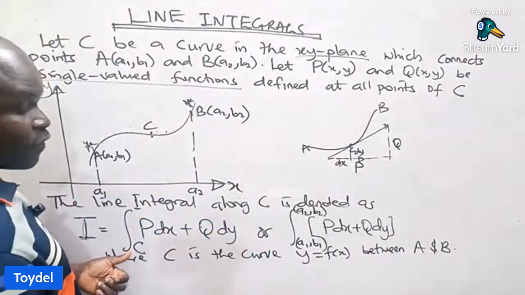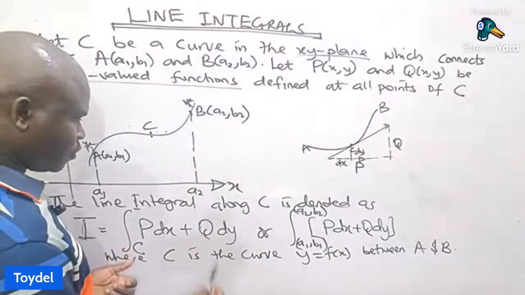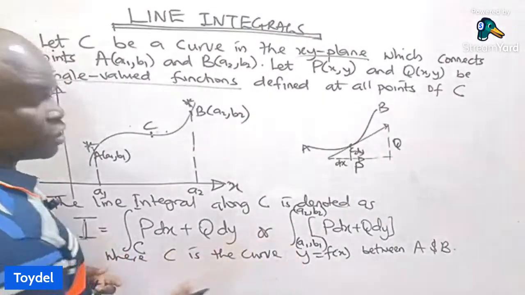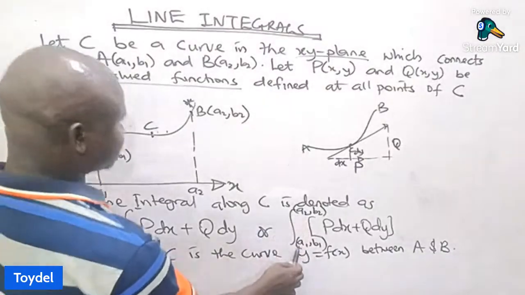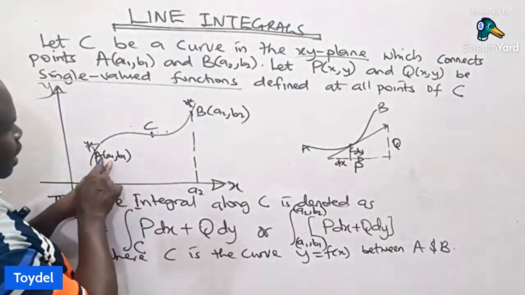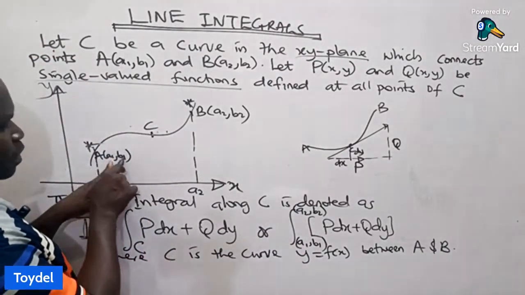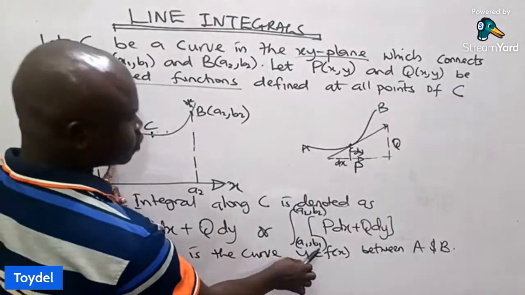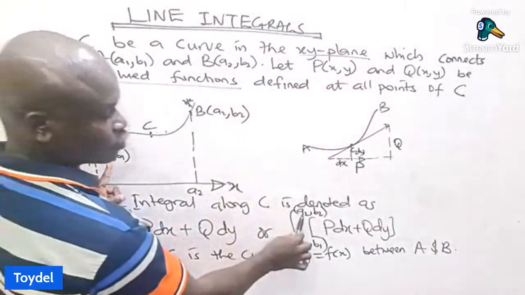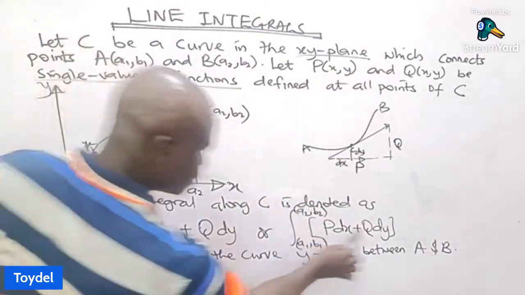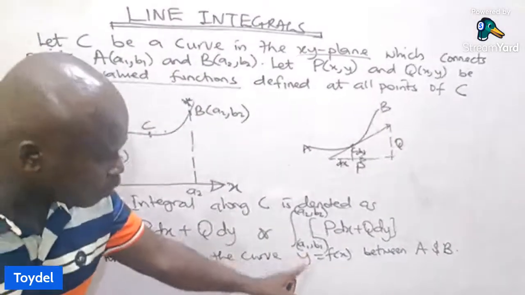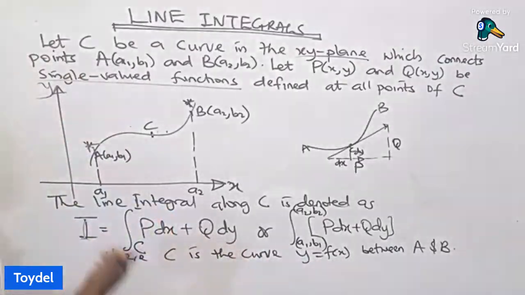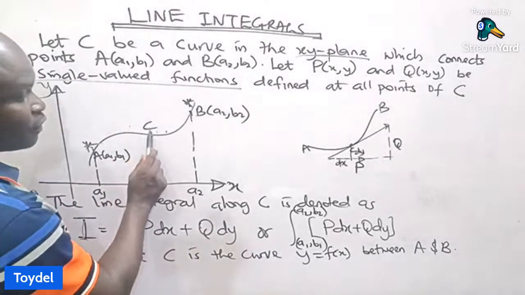This line integral can be split. The coordinate of A is A1, B1, so we go from A1, B1 to the coordinate of B, which is A2, B2. We can also have the integral and then we have this value, where C is the curve y equals f of x along A and B. So this C is the curve.